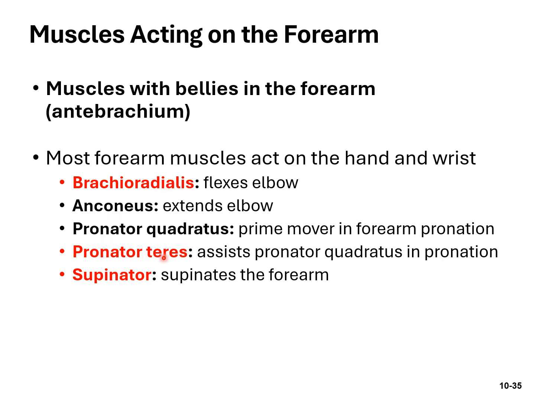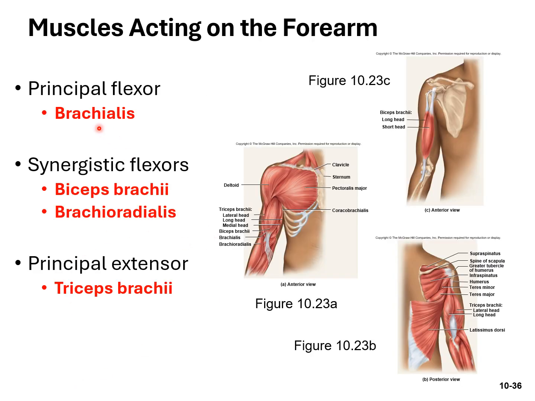You also have the pronator teres. Pronator teres, because it says pronate, it pronates the arm. Supinator is going to supinate the arm. And here you can see the brachialis is just going to be underneath the biceps brachii. Triceps will be on the back. Triceps, that's the posterior view.